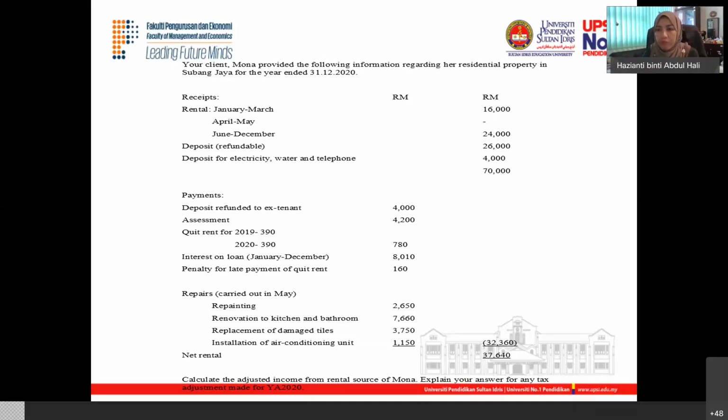19,650. All right. So rental income is 40,000. Because from here, as I told you before, when you get the receipts and also the payments, then you have to decide, can we include everything or we have to choose only certain income that can be included as our rental income. All right, so in this case, for rental, we can take 16,000 and also 24,000. Remember the deposit, refundable and also deposit for electricity, it is not considered as income because it is a liability.